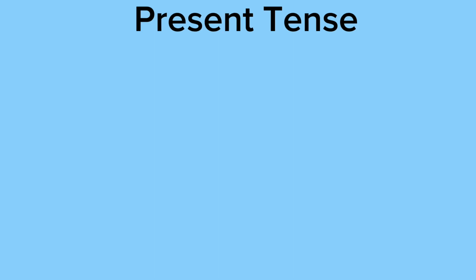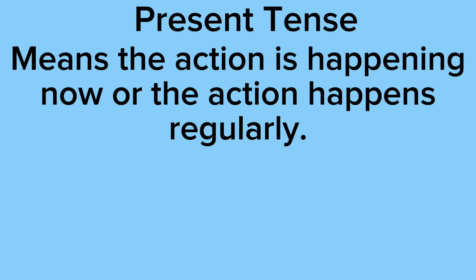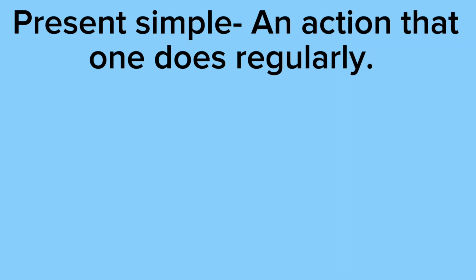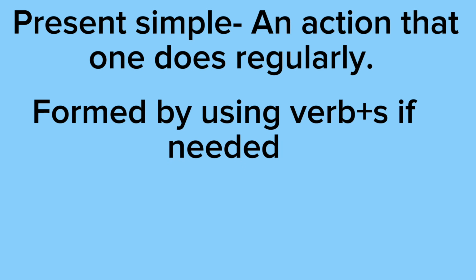Next, we have present tense, which means the action is happening now or the action happens regularly. So what is present simple? Present simple means the action is done regularly. This tense is formed by using the verb plus s if needed.